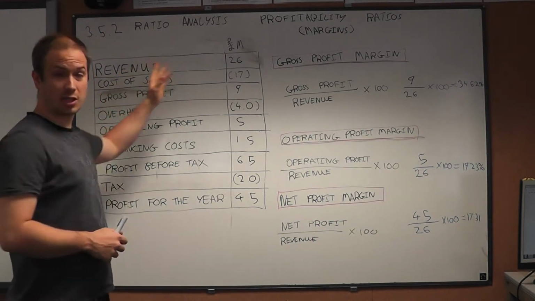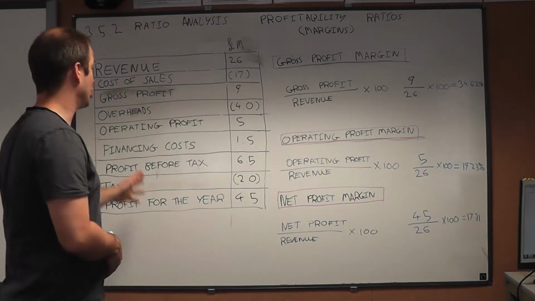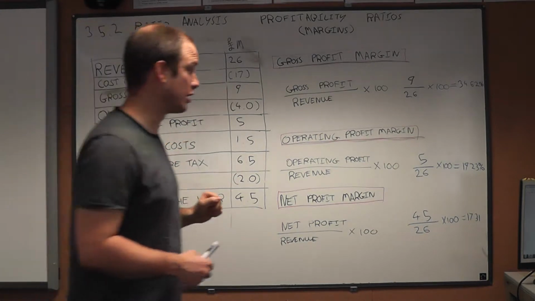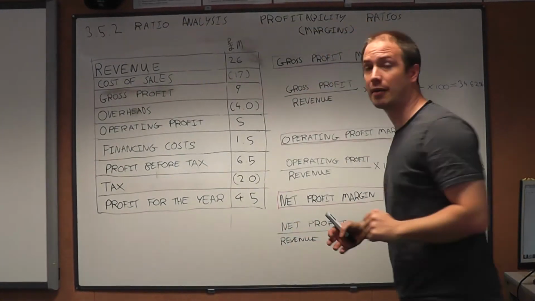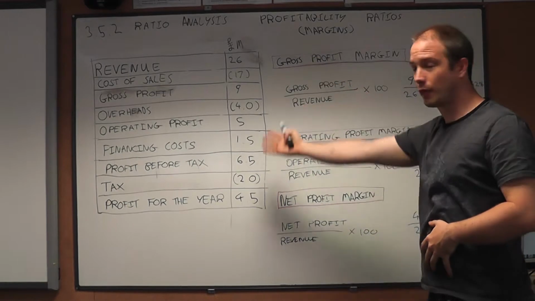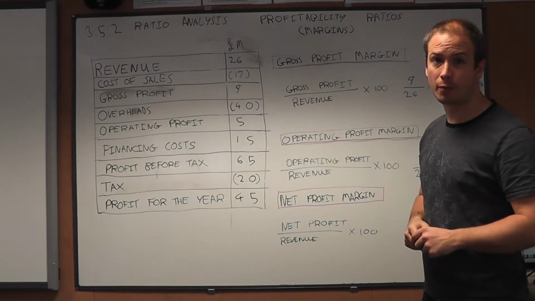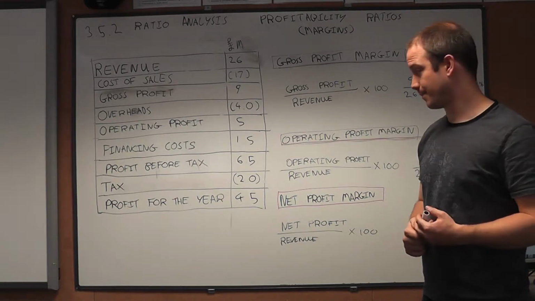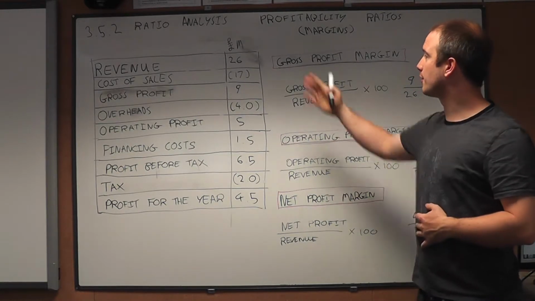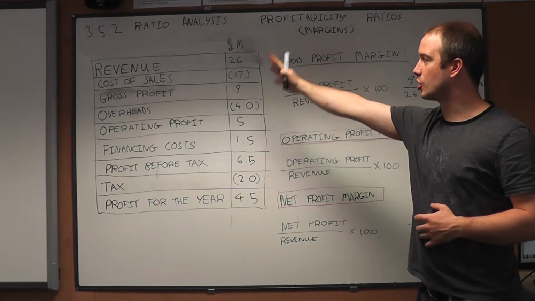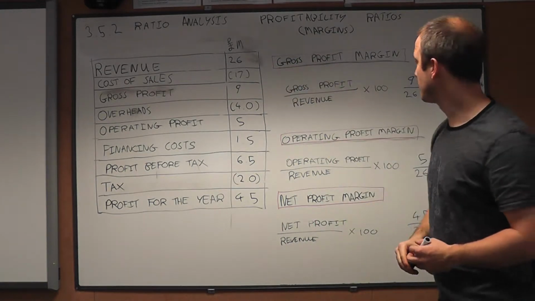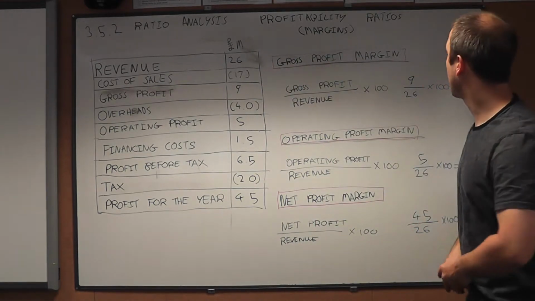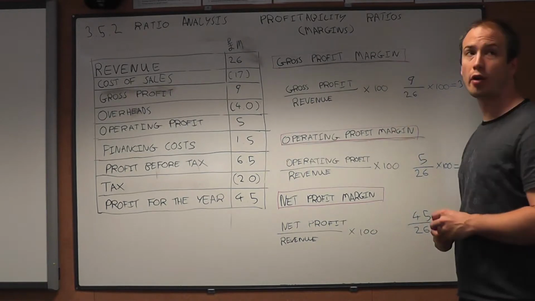So in order to do these ratios or these margins, you need to have a good knowledge of the profit and loss account. So if you're not too confident with that, I suggest you go back to one of my other videos and look at that accordingly. So we're going to look at some of the different profitability ratios for this business. The first one we're going to look at is the gross profit margin.